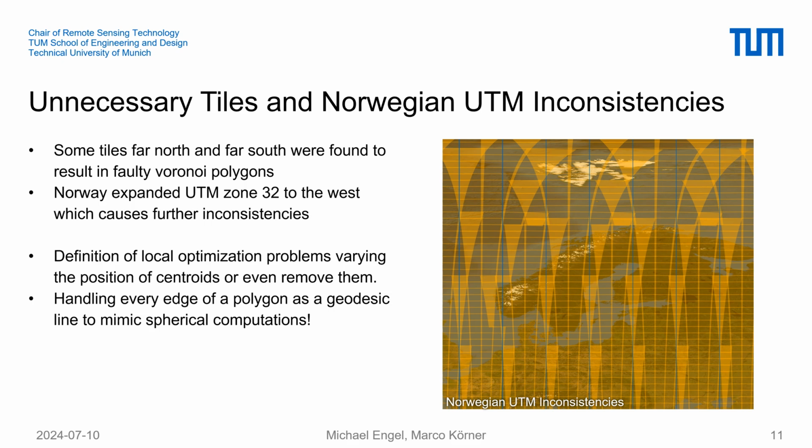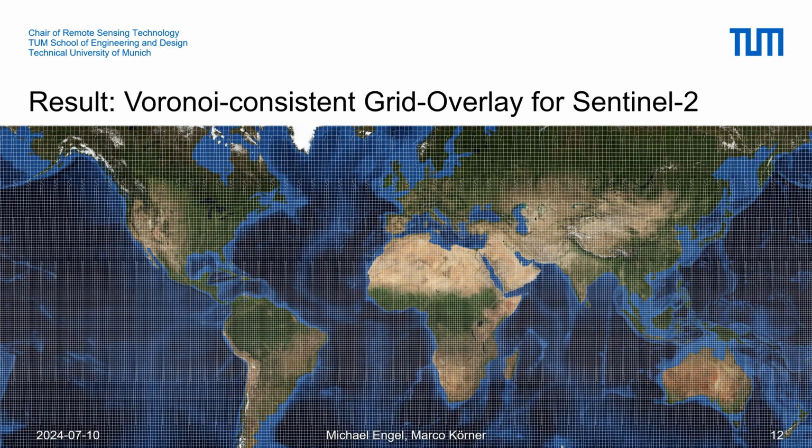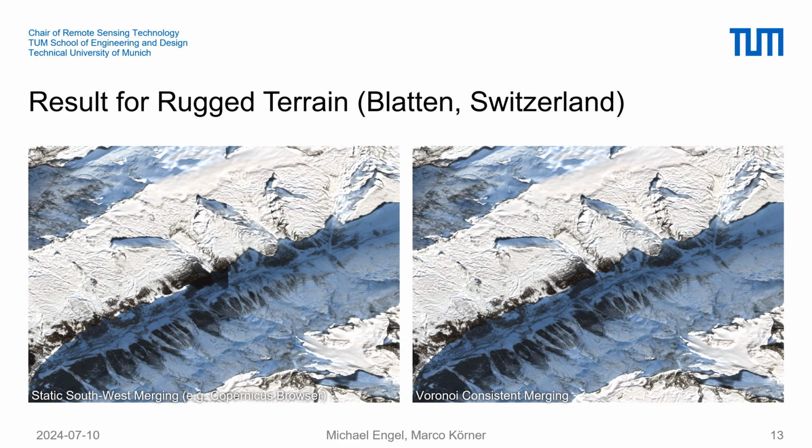And after that, in the end, we identified 235 as redundant and optimized 42 centroids. And finally, we achieved a Voronoi consistent grid for Sentinel-2 queries. And here it is. Nice. But maybe it does not look any different to you to the original grid. But actually it is. Let's get back to blocking.